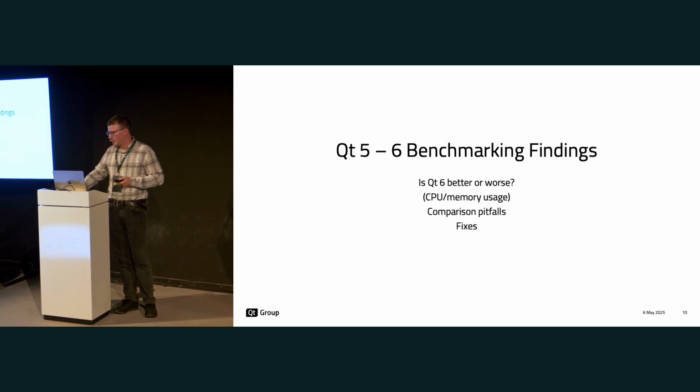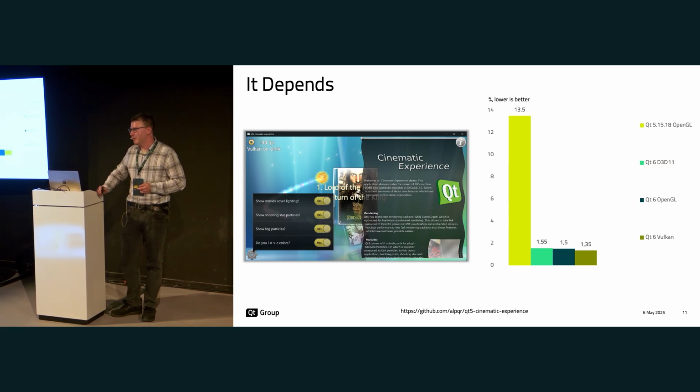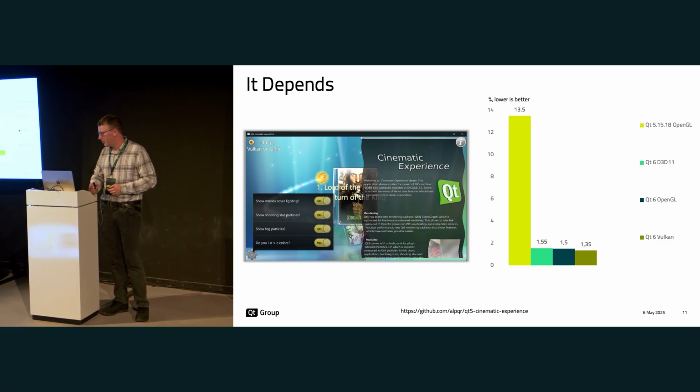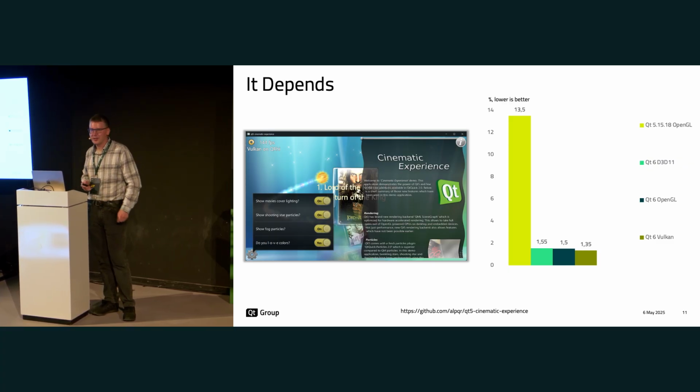So let's look at some of these cases. First, an example which is of course going to be a bit convoluted, or a bit special, because it's a case where I know that Qt 6 will be much better than Qt 5. So I took this good old Qt 5 cinematic experience demo, which some of you might remember, it's been around for a long time. And of course there are forks of this so that it can run both on Qt 5 and Qt 6.